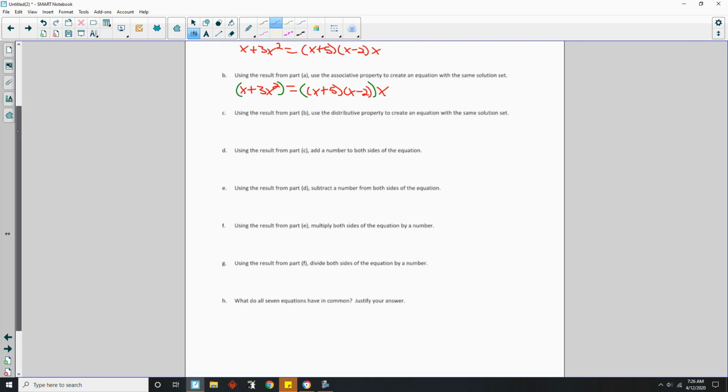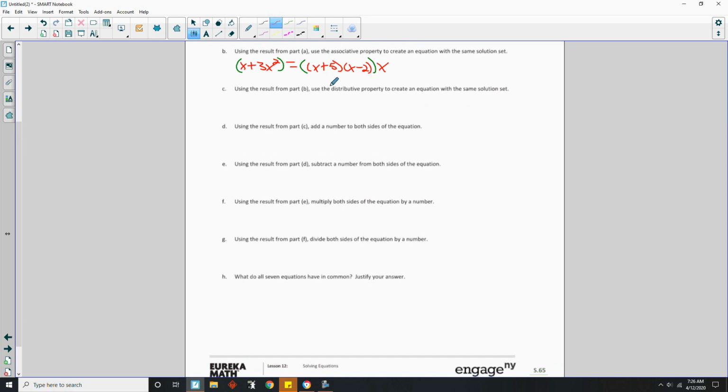Part C says to use the results from part B to use a distributive property to create an equation with the same solution set. So the distributive property of the rule, there's nothing outside here, so that's not going to change. So it's still going to be parentheses x plus 3x squared equals, but I'm going to distribute this x here. So x, it would be x times x.